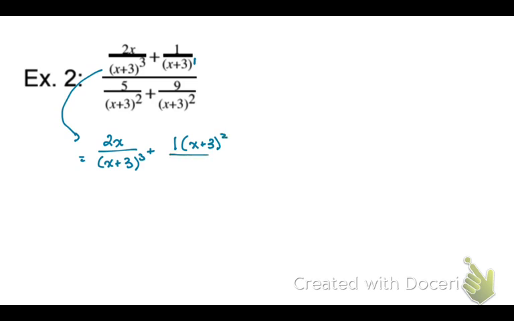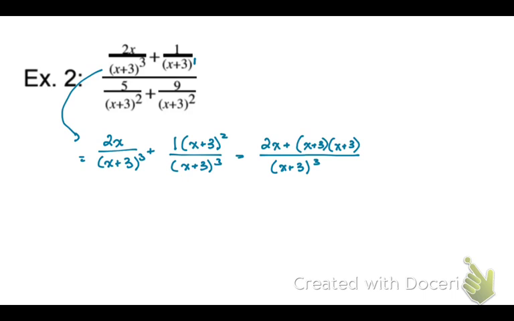And to get that common denominator, I'm going to have to multiply that second fraction on top with another x plus 3 squared. So that will make it a total of x plus 3 cubed. So then I can go ahead and combine, and that will give me 2x plus x plus 3 squared. And I'm going to write that as x plus 3 times x plus 3, so I don't forget to FOIL it here in a sec. Because I need to simplify that numerator as much as possible.